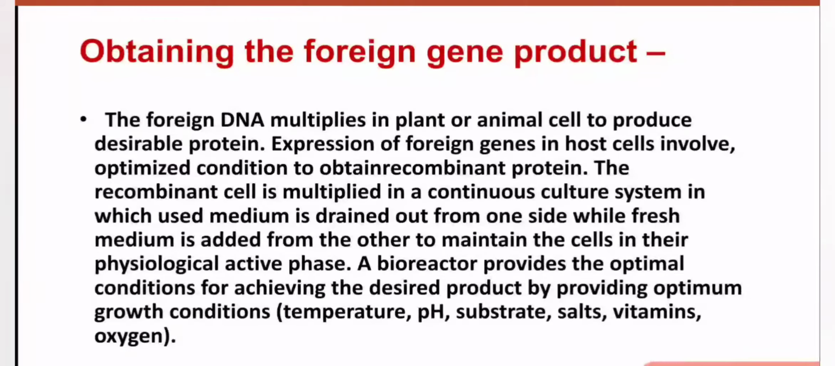Now the next step is obtaining the foreign gene product. The foreign DNA which will multiply in the animal or plant cell is able to produce desirable proteins, and expression of the foreign gene in the host cell involves optimum conditions so that we get the recombinant protein in the desired quantity. So what we have to do is multiply the recombinant cells in a continuous culture system.